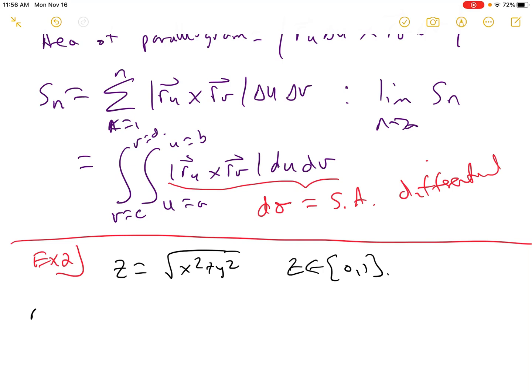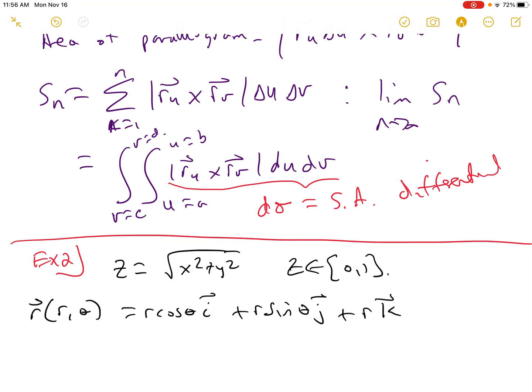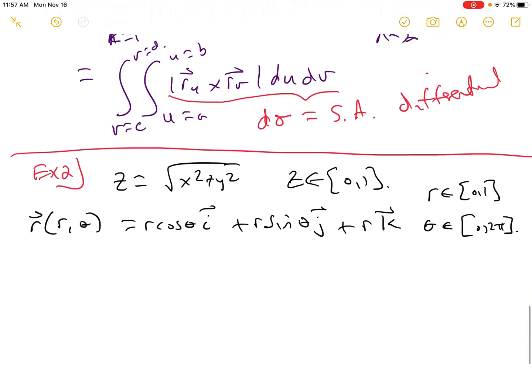So the parametrization was r of r, theta is r cos theta i plus r sine theta j plus r k. And r goes from 0 to 1, and theta goes from 0 to 2 pi. Okay. So step 1 is to compute. So we're finding the surface area, just applying the last thing.